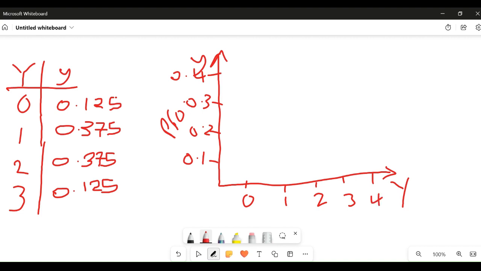Right? Now, what's the probability of having 0 heads? That will be 0.125. So you can trace that here. It is 0, 1, 1. What's the probability of having 1 head? That will be 0.375. You can trace that to the top. 0.375. That's close to 4.